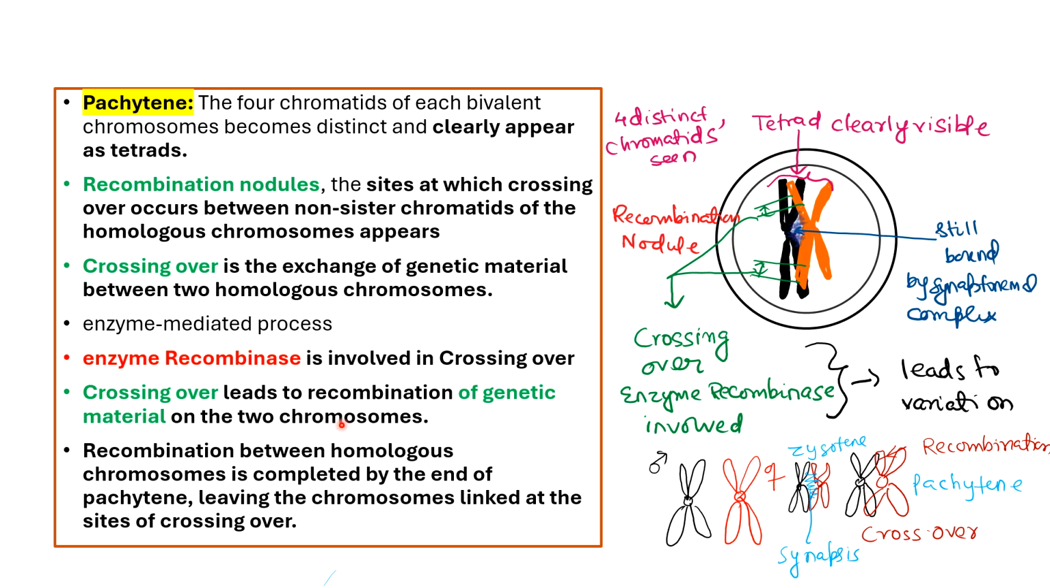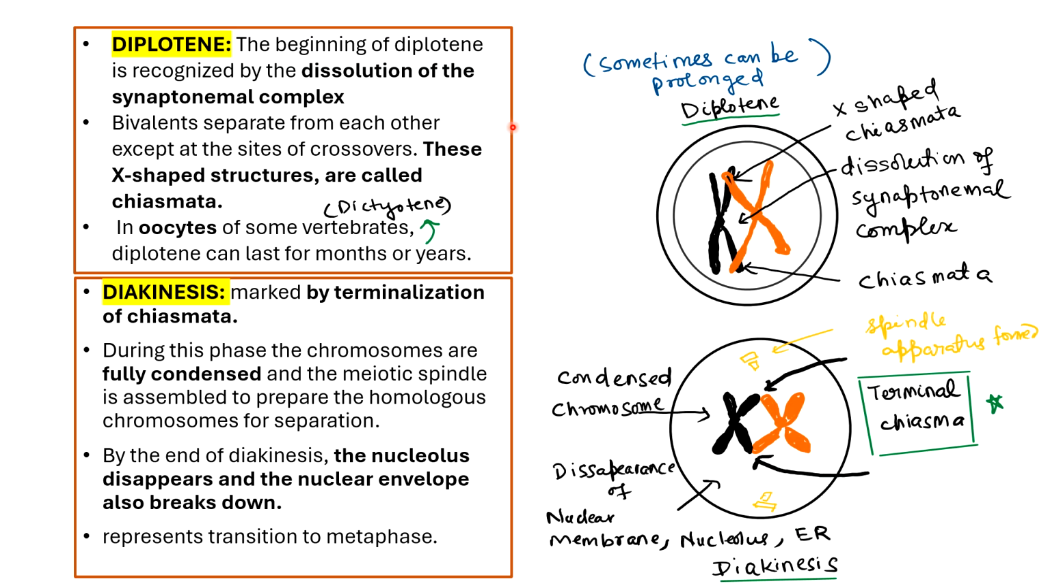Now the recombination nodule, as you can see, is the site where the recombination is taking place. Here recombination is taking place. Here also recombination is taking place. So both of them are called recombination nodules. I hope pachytene is clear.